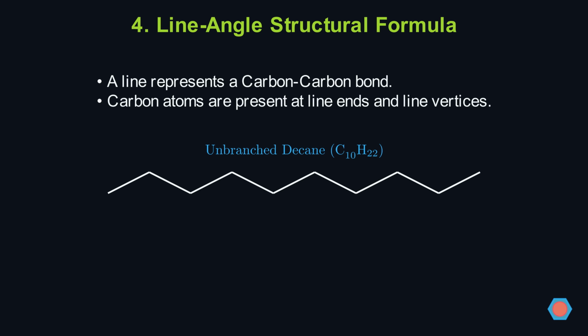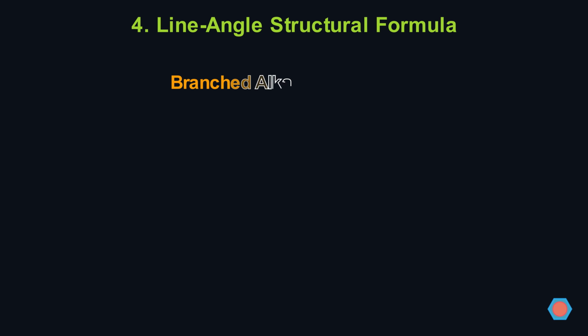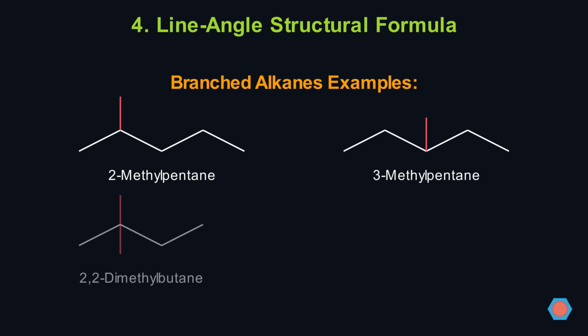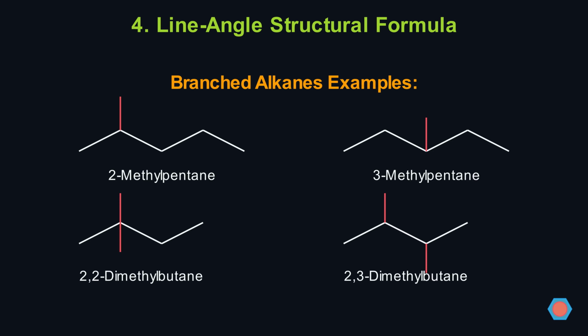Also note that the structures of branched alkanes can be represented with the line angle structural formula. For example, this is 2-methylpentane, this is 3-methylpentane, this is 2,2-dimethylbutane, and this is 2,3-dimethylbutane.